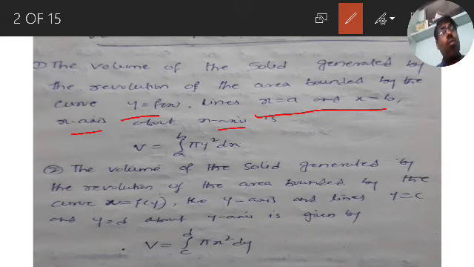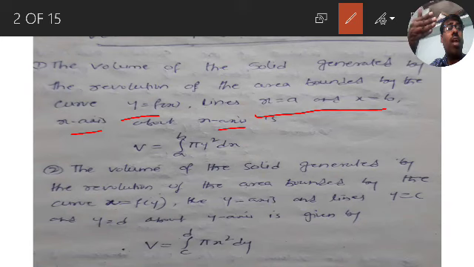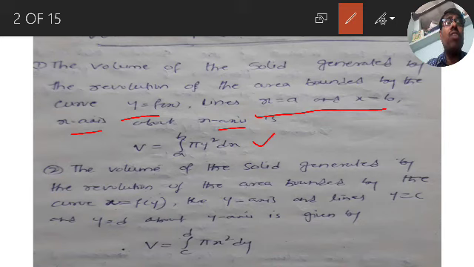So four boundaries of the area are given. What are they? y is equal to f of x curve, one boundary, x equal to a line, x equal to b line, and the x axis. That area is revolved about the x axis. That generates a solid. For that solid, what is the volume? The volume is given by V is equal to integration a to b pi into y square dx, where y is equal to f of x. So this is the volume formula.